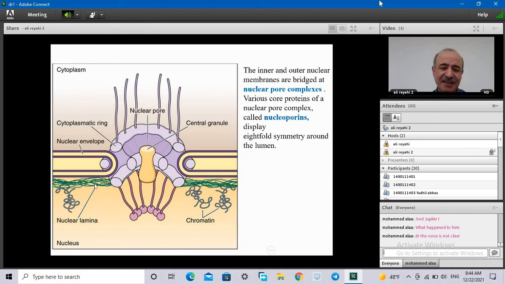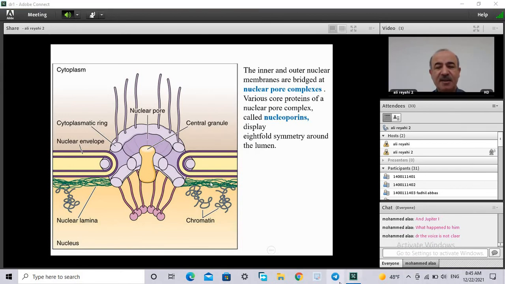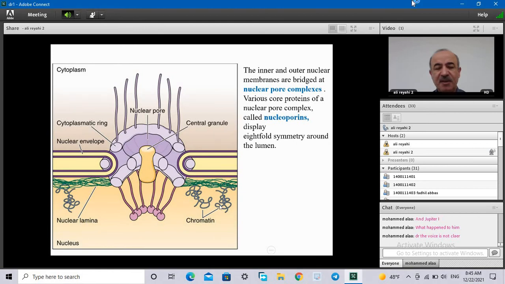And here you can see again the nuclear lamina. Nuclear lamina can attach to the inner surface of the nuclear envelope. The nuclear lamina is a site for attachment of the chromatin. Look at here. It is a site for attachment of chromatin within the nucleus.